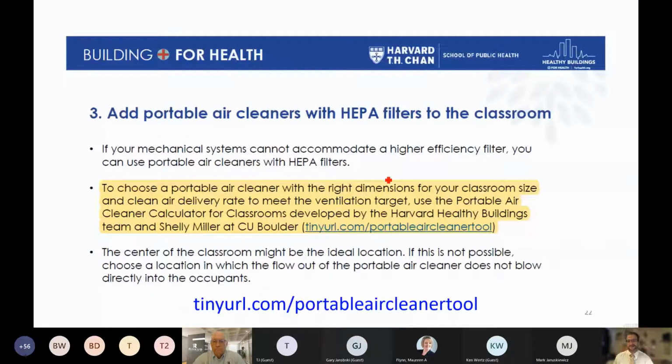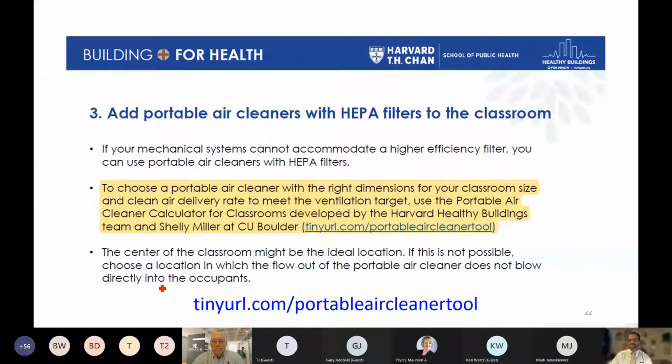Now, to take a look at this, there's a URL that you all might want to copy down. It's right here. And this is for the portable air cleaner tool that's put out by Harvard. And I think I have a slide here. Yes. And this is available to anybody who wants to use it. So if your mechanical systems cannot accommodate the high efficiency filtration, or in this case, if you don't have mechanical systems at all, you can use portable air cleaners with HEPA filters. And that's pretty much running across the board with all the research that we've done. That's pretty much one of the recommendations that we recommend.